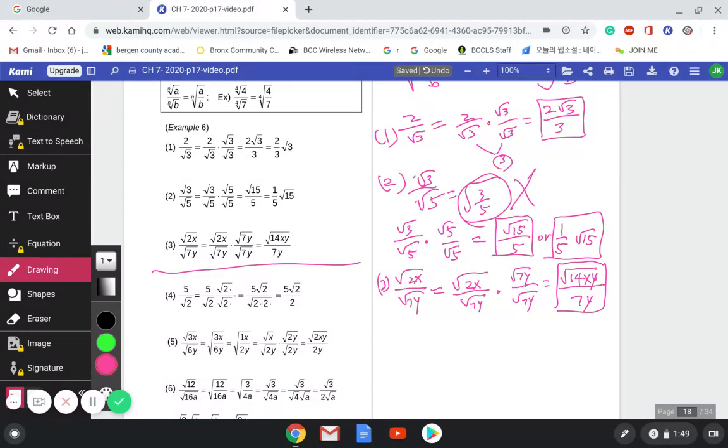Number 4, 5 over radical 2, you multiply radical 2 and radical 2 top and bottom. You end up with a 2 in the bottom and 5 radical 2 on the top.